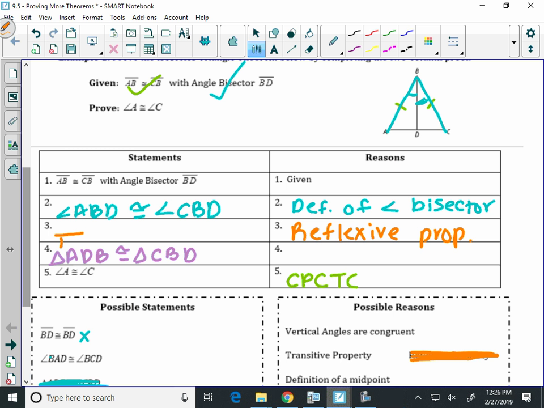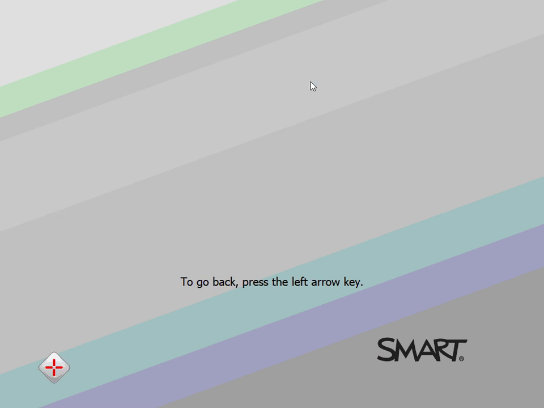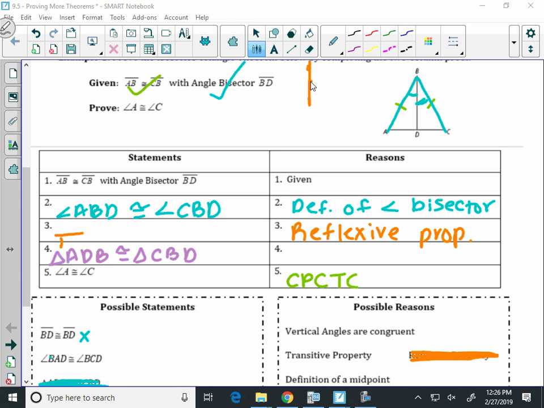Try this again. Oh no. Why are you off the board? Why, oh why? These sides do not work right now. There we go. Now it's working.